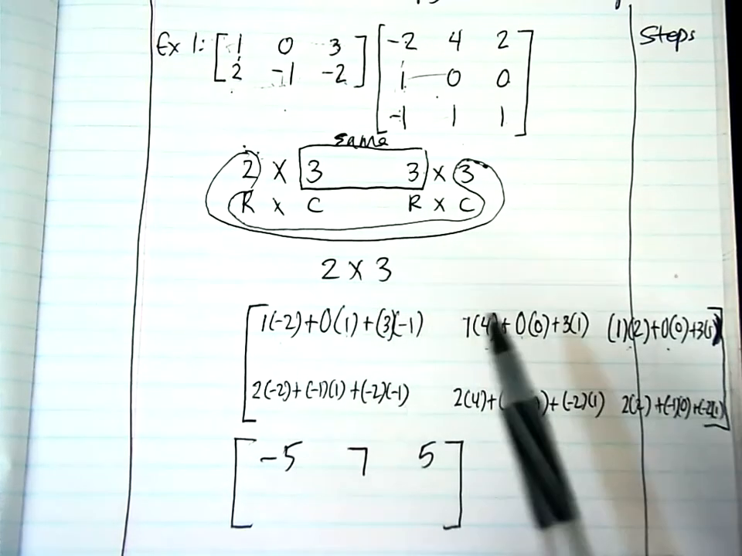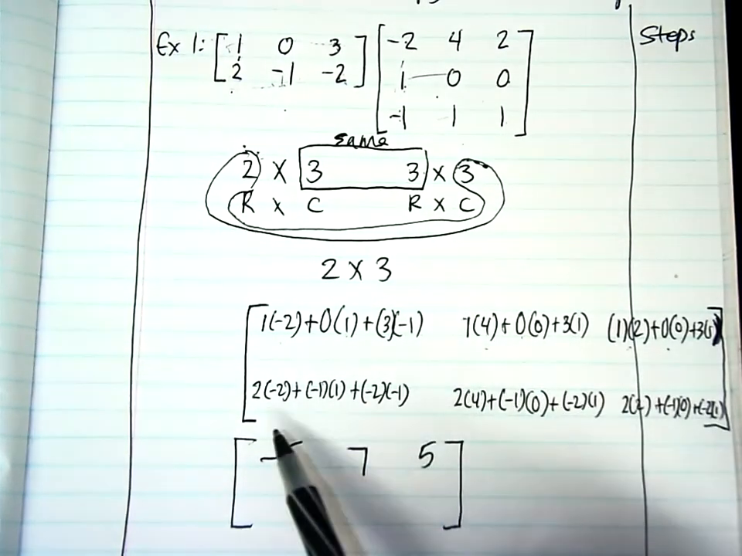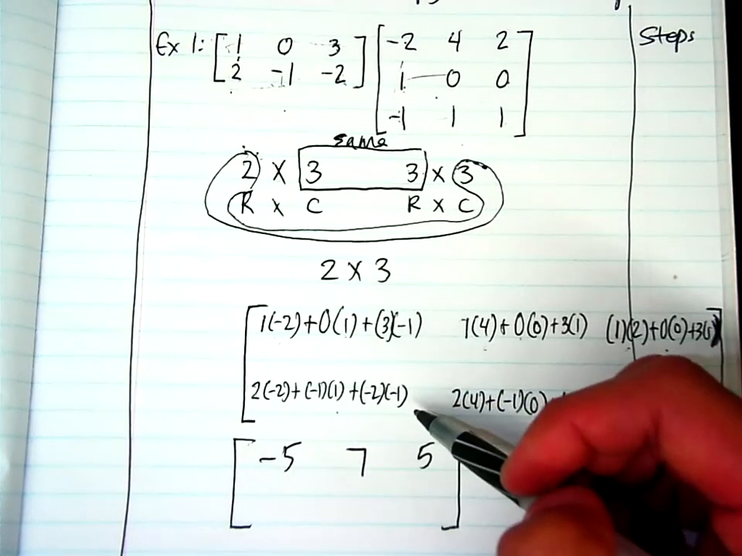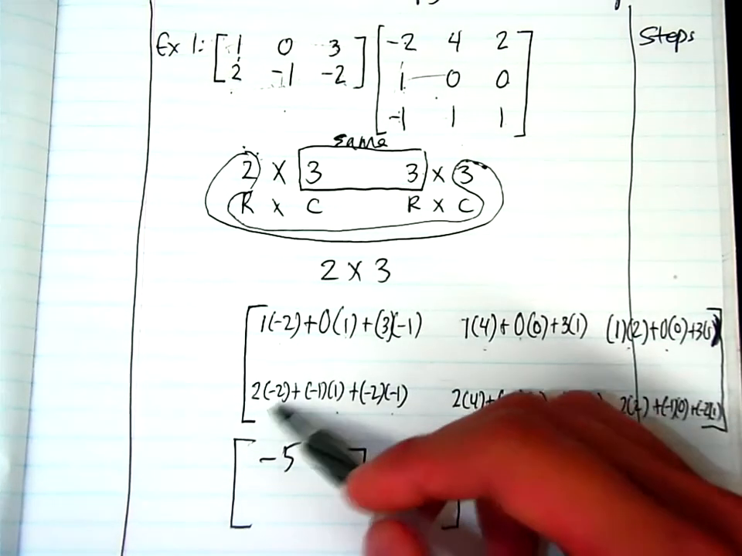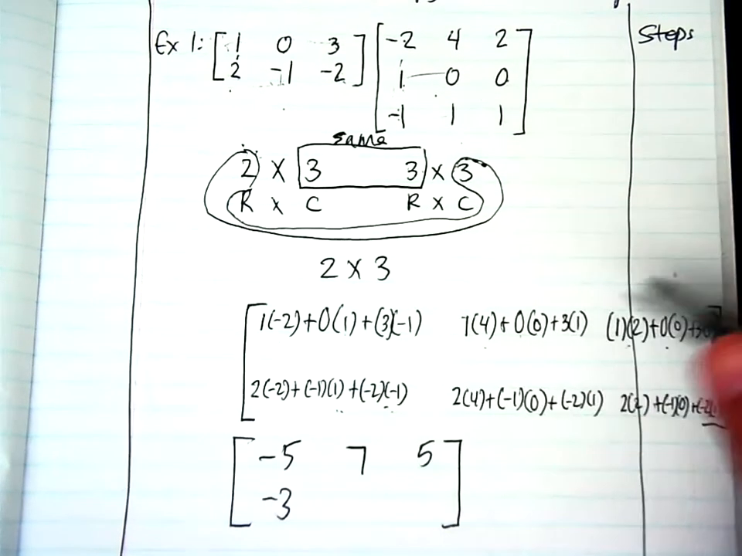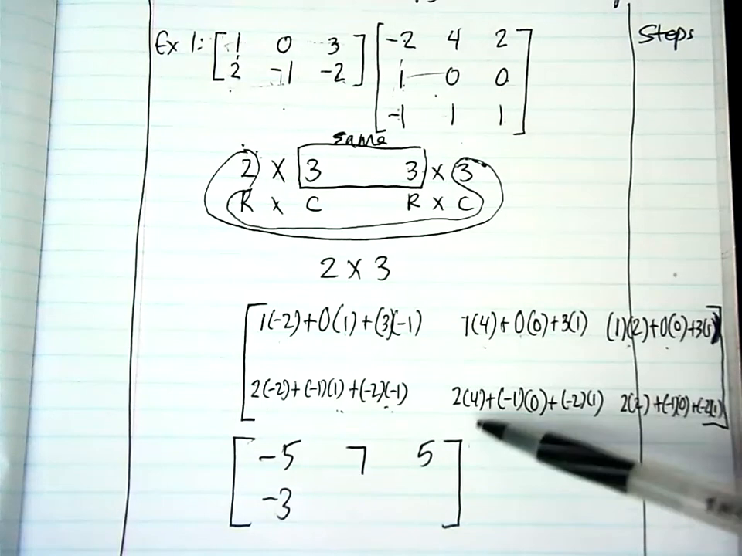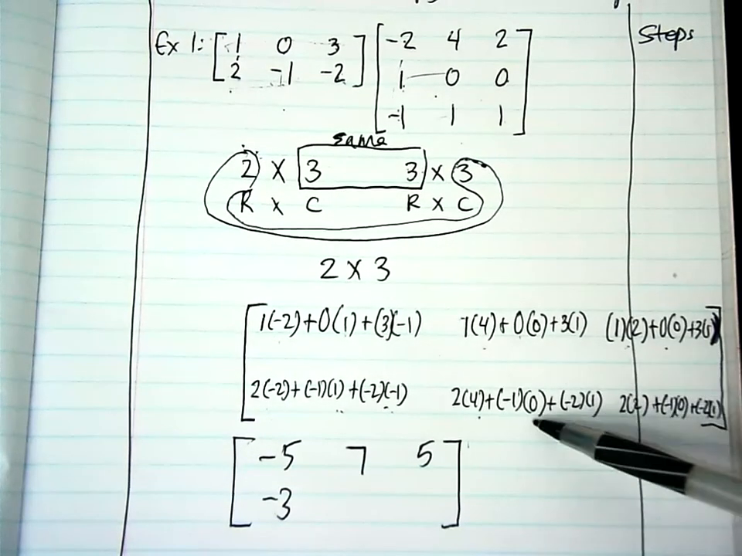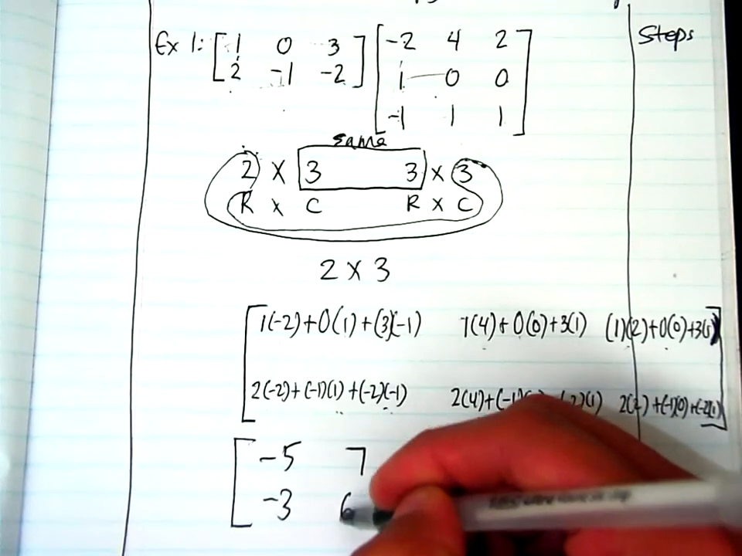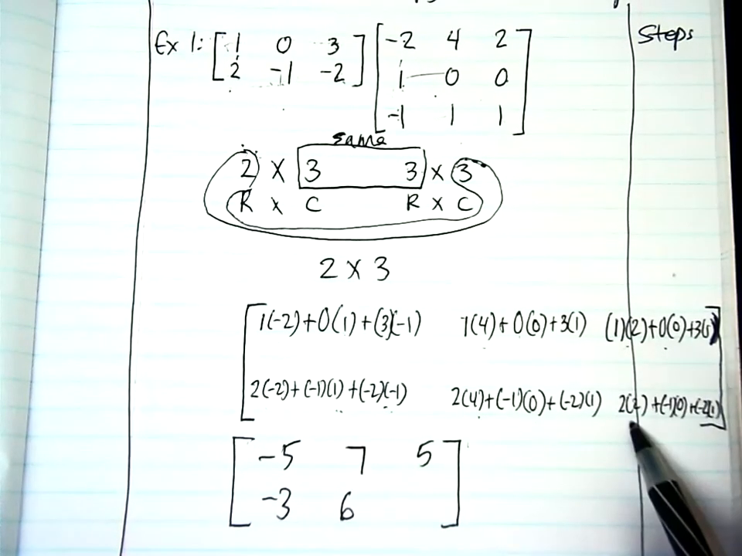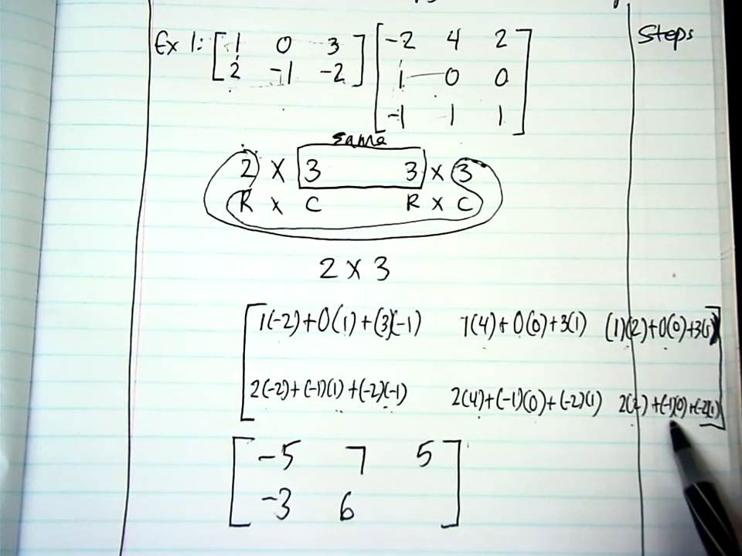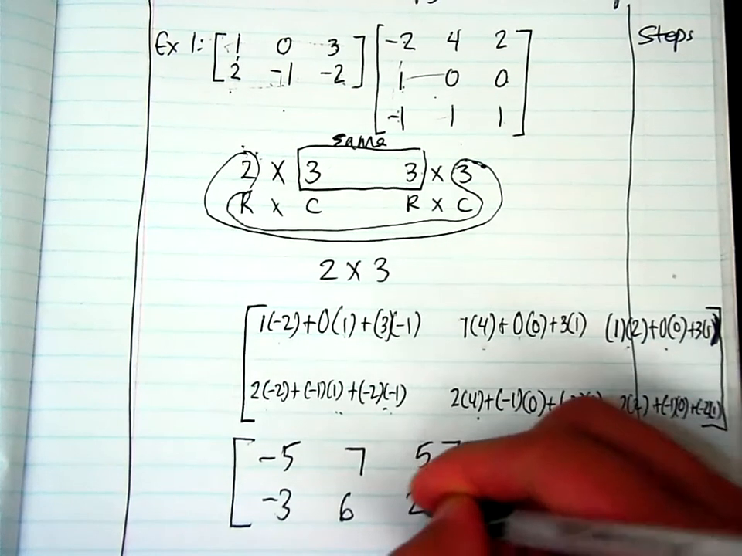And then this one will be negative 4 plus negative 1 plus 2. So negative 4 plus negative 1 is negative 5, plus 2 is negative 3. Okay, this one will give me 8 plus 0 plus negative 2. So 8 plus negative 2 is 6. And the last one will be 4 plus 0 plus negative 2, which is 2.